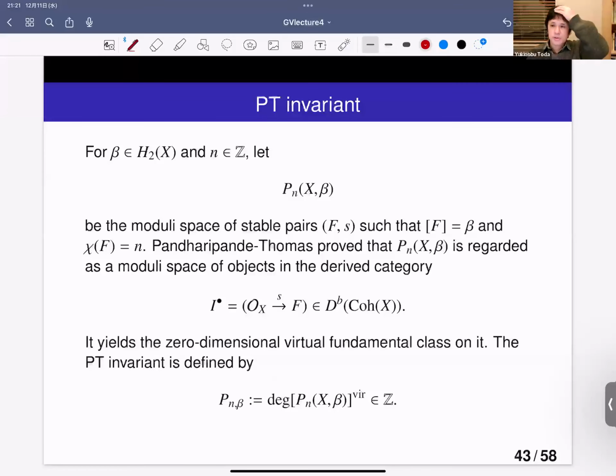So then, similarly to the DT invariant, we can define the so-called PT invariant. For each beta in the second homology group, and also any integer n, let P_n(X, beta) be the moduli space of stable pairs (F, S) such that the fundamental homology class of F equals beta and the Euler characteristic equals n.